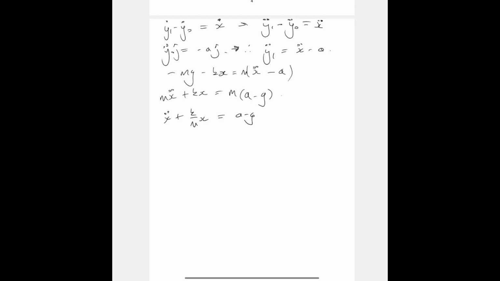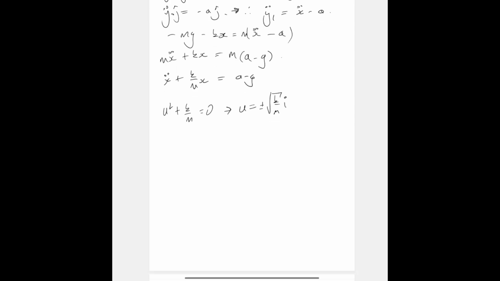But the equation you're supposed to look at, the corresponding quadratic equation, is this, equals 0. Because k over m is positive, that has complex solutions, which are these. So that means the complementary function is going to be this.